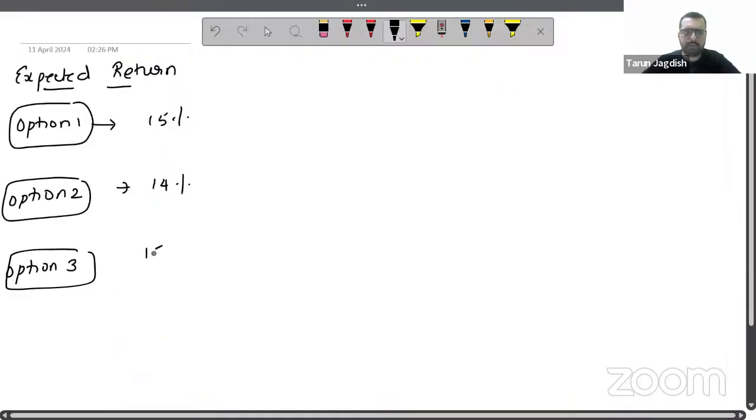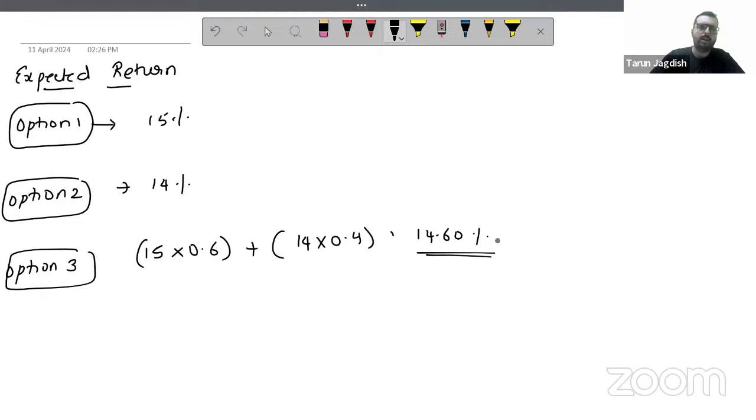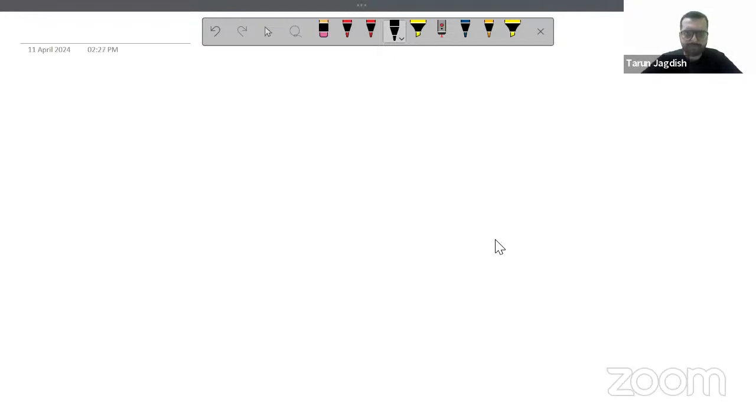Then I will have option number 3. What is option number 3? 15 will have a 60% weight and 14 will have a 40% weight. So 15 into 0.6, 14 into 0.4. Do I get the answer as 14.60% over here, friends? These are the expected returns. What is the formula for expected return? Weighted average, outcome into probability. Everybody clear with this part? Okay. Now, let's go to the next requirement.